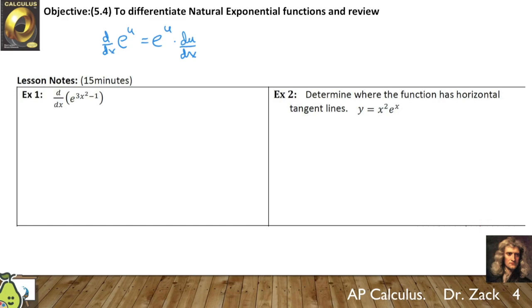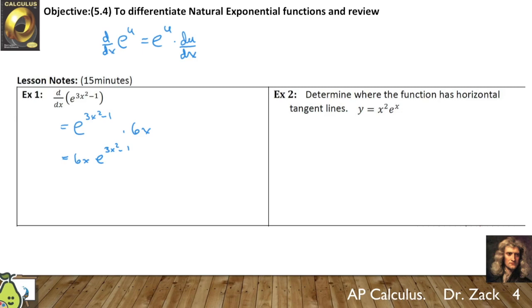The derivative of e to the 3x squared minus 1 is going to be equal to e to the 3x squared minus 1 times 6x. Clean it up. I like the 6x to be written in front of my exponential function. I just think it's easier to read.